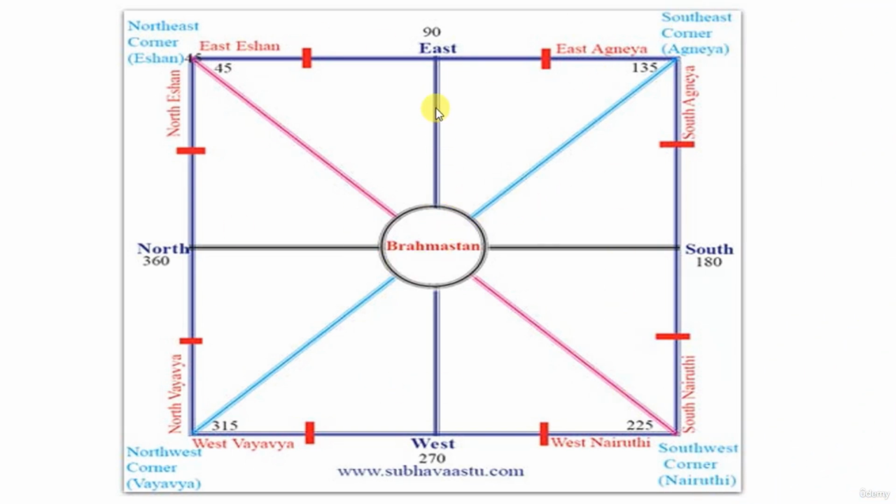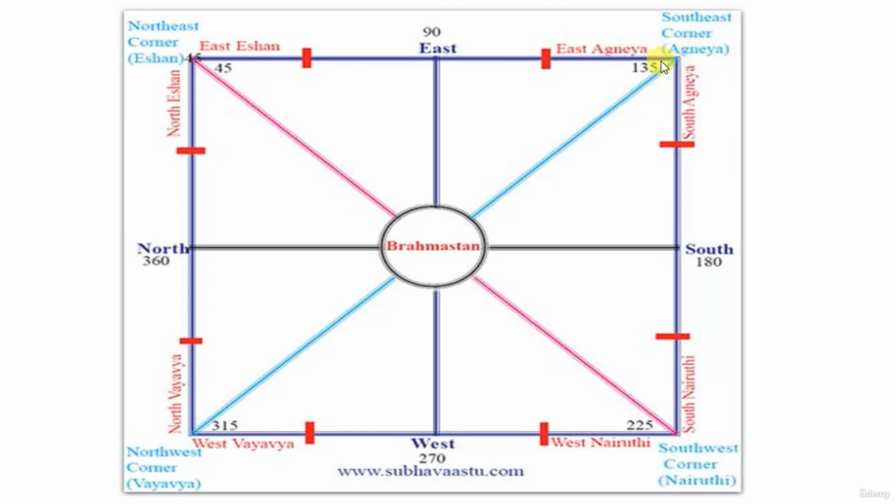From Brahmastan, at 90 degrees, all the four directions will come, whether it is east, north, south or west. And from the Brahmastan, when you take the corners at an angle of 135 degrees, you can divide like this. This side it is 45, 135, 225 and 315. So in this angle you can divide the corners. So this is the east and south directions, and the corner is called the southeast corner.